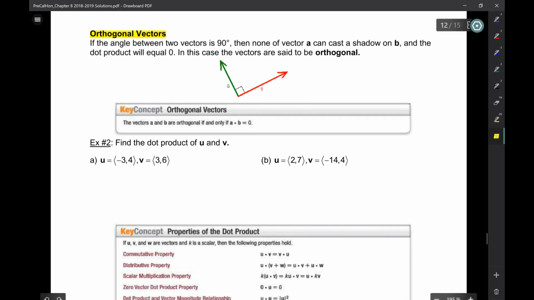So if the angle between two vectors is 90 degrees, then none of vector A can cast a shadow, and the dot product will be 0. And so we say the two vectors are orthogonal. And the way we write it is A dot B equals 0.